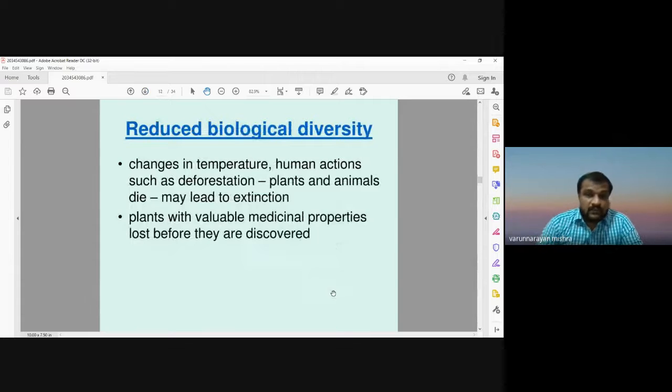Reduced biological diversity may be considered a result of changes in the temperature. Then human actions such as deforestation can have an impact on the plants and animals, which may die, and that may lead to extinction, and plants with valuable medicinal properties are lost before they are discovered. So there is also a reduction of biological diversity because of environmental degradation.